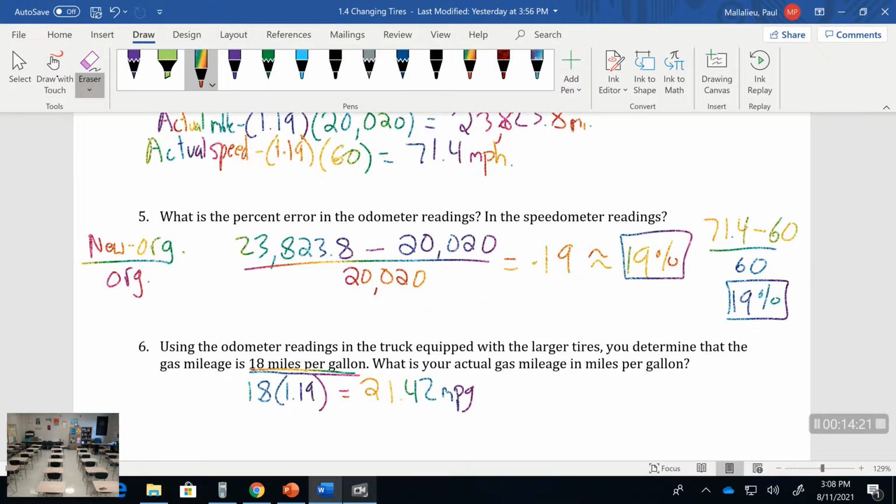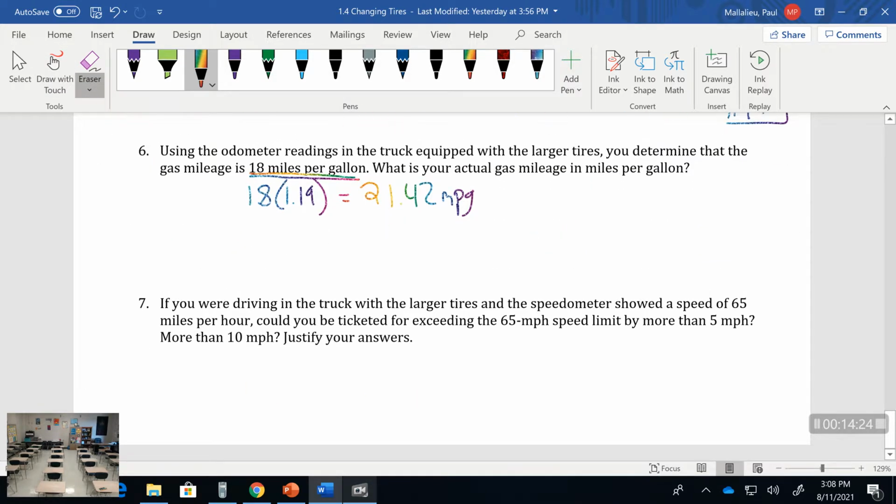All right, and then last but not least, if you were driving in this truck with the larger tires and the speedometer showed 65 miles an hour, if you're out on 400, could you be ticketed for exceeding by 5 miles over, 10 miles over? So if we're at 65 and we do 1.19, same scale factor, that's 77.35 miles per hour. And you might say, you know, officer, it's showing 65. I'm not really sure exactly why you got me at 77. And that would be the answer.